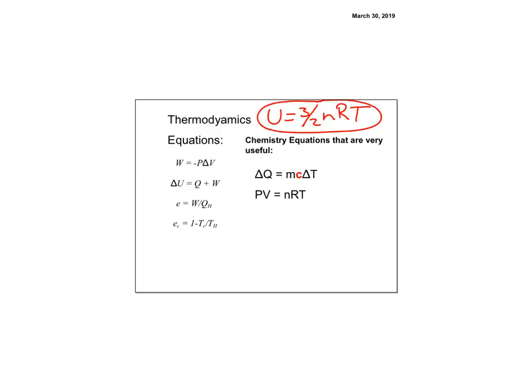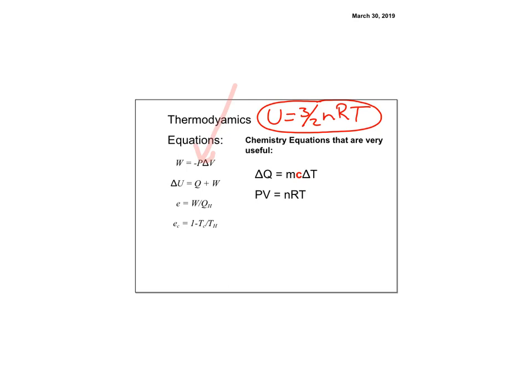Then we get on to thermodynamics. So here are the basic equations. There's a few more that are listed in here, but these are the main ones. So if work is equal to negative P delta V, remember that negative is important, because if volume increases, then you have negative work done, because it is doing work on the surroundings.